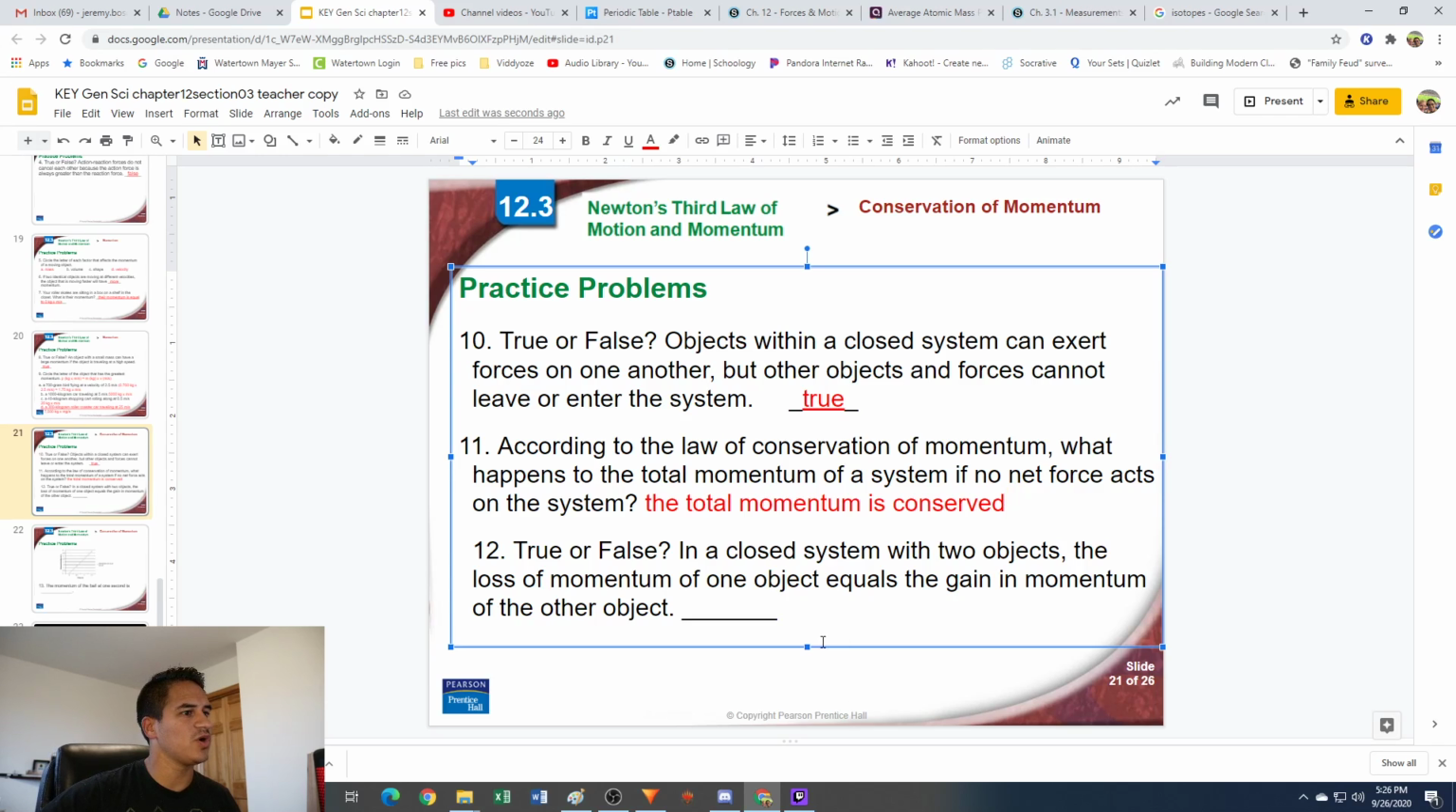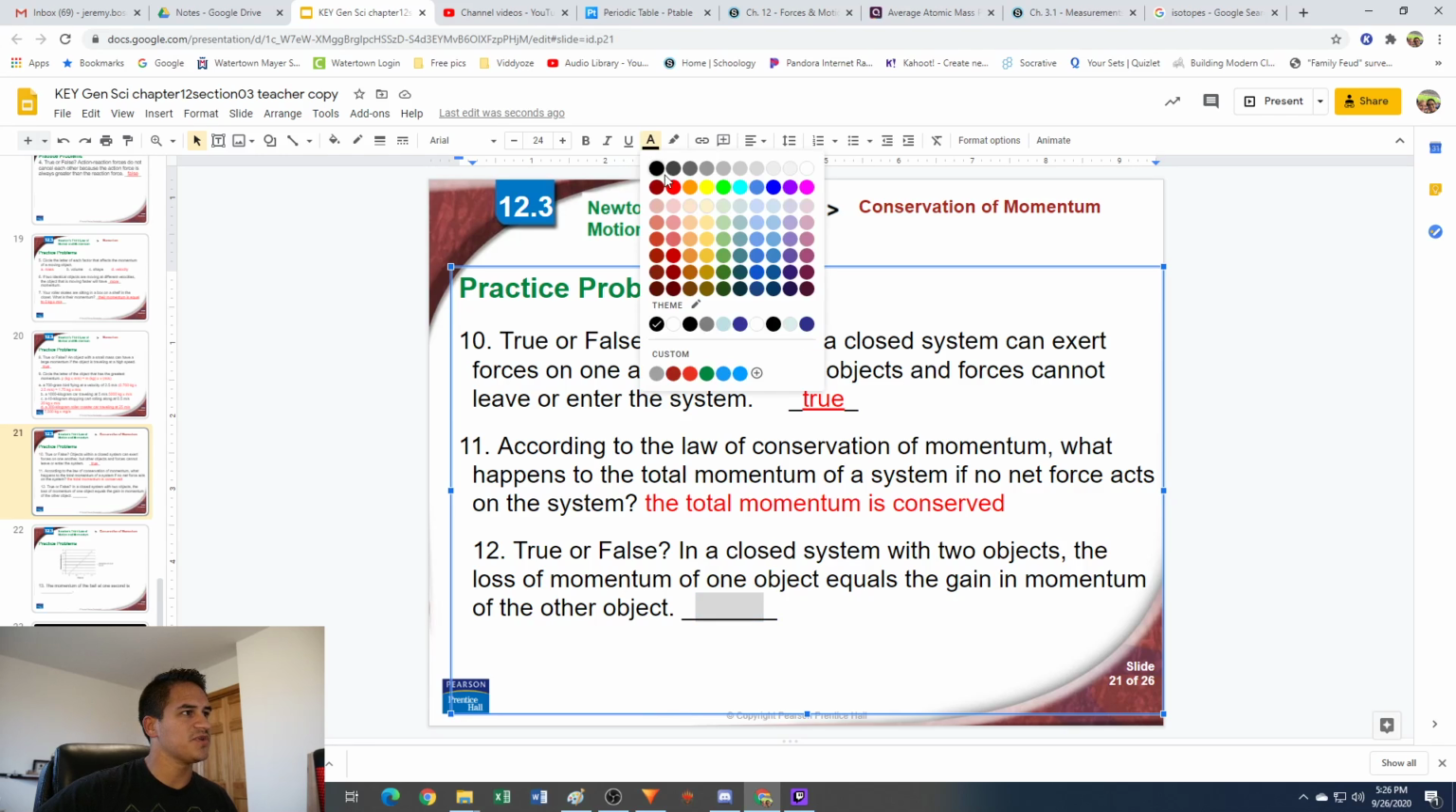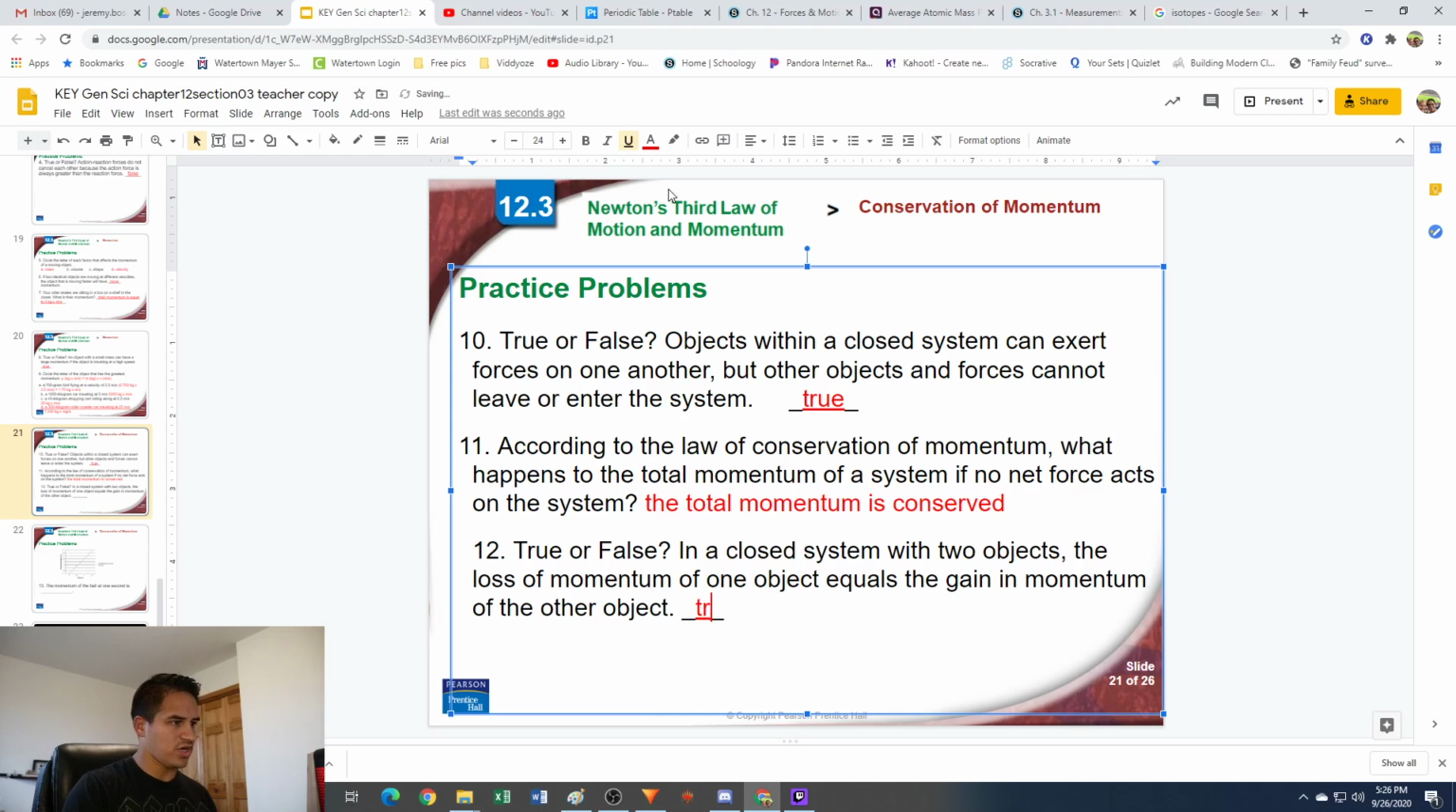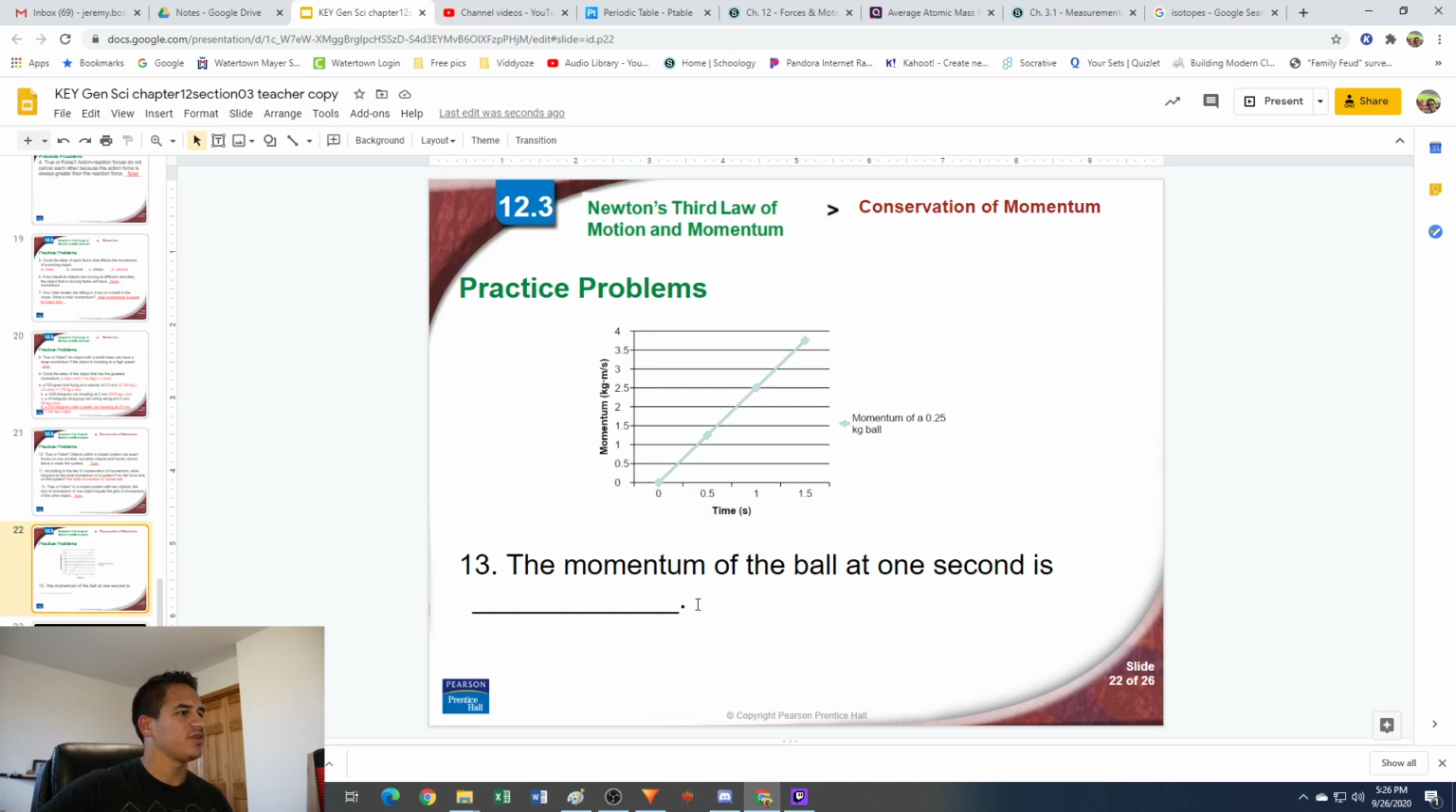All right, number 12, true or false. In a closed system with two objects, the loss of momentum of one object equals the gain in momentum of the other object. Yeah, this is true. If you have two objects in a closed system and one hits the other one and it loses momentum, then the second object will gain all the momentum that the first one lost, because again, the total amount of momentum between both objects has to remain the same. So it just transfers.